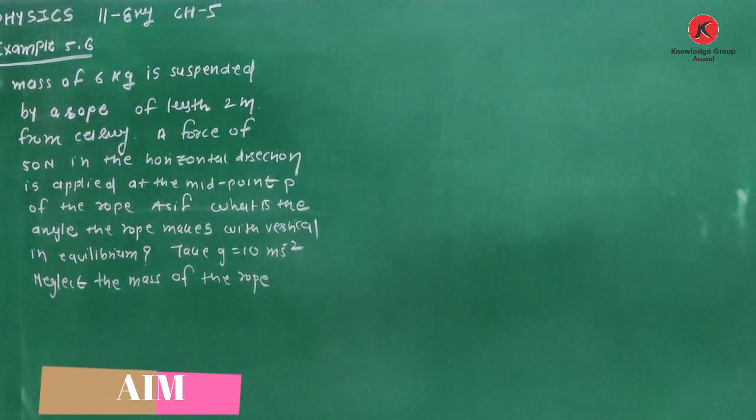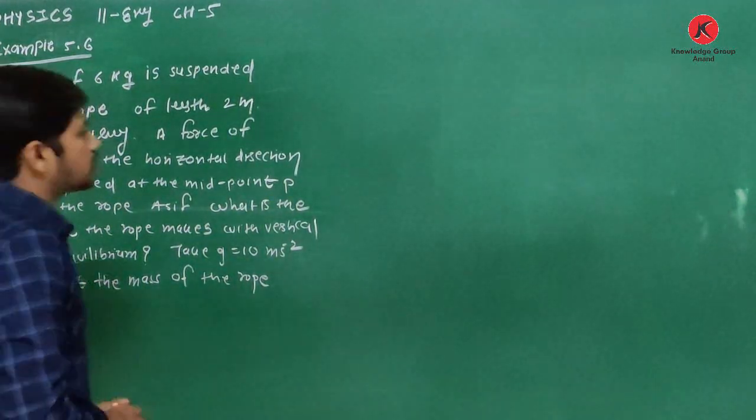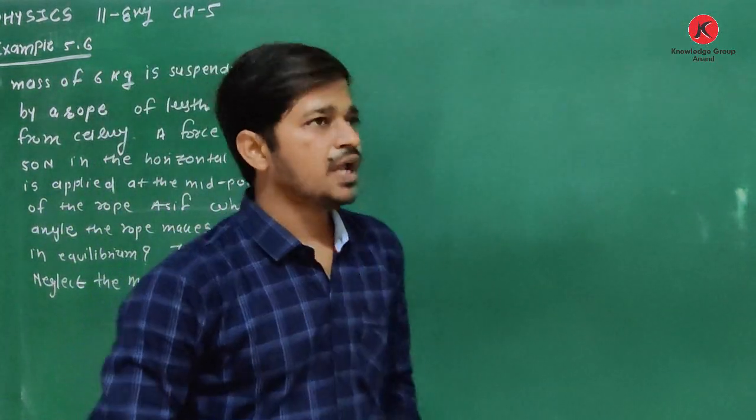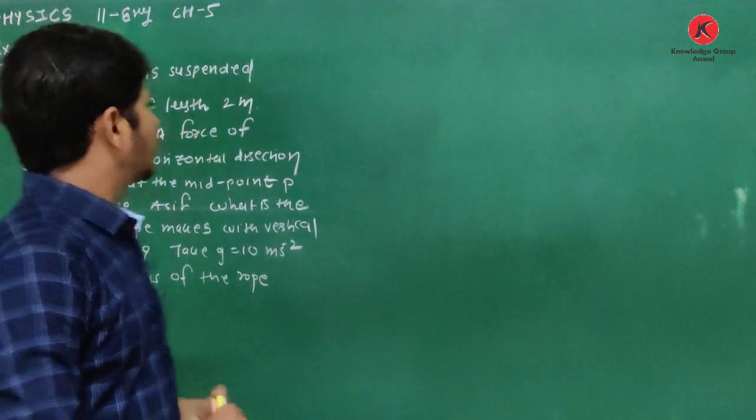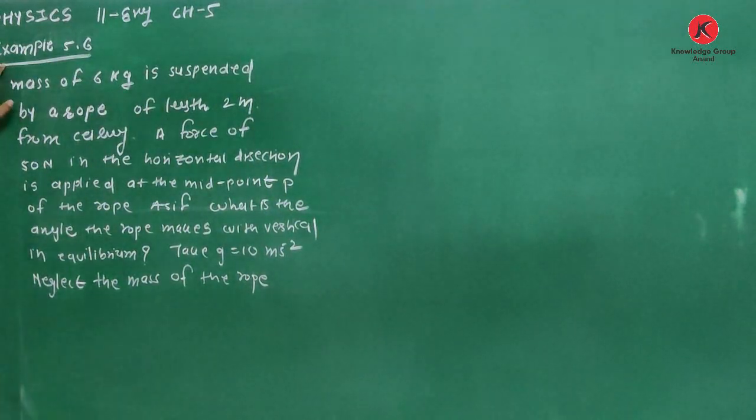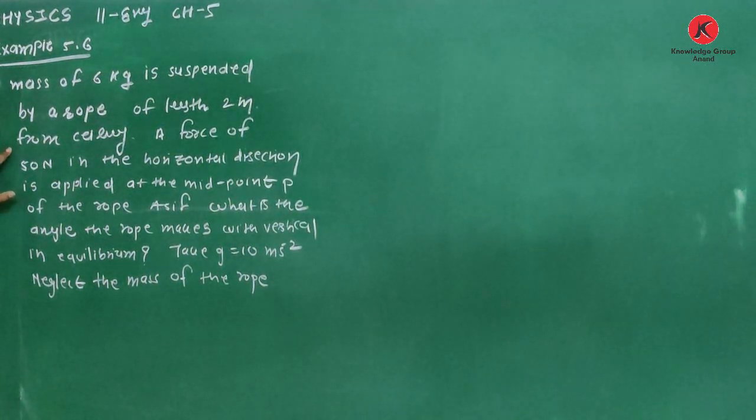Students, chapter 5, laws of motion. Yes, we have completed almost all the theory. Now we will see some questions. Example 5.6. A mass of 6 kg is suspended by a rope of length 2 meter from the ceiling.